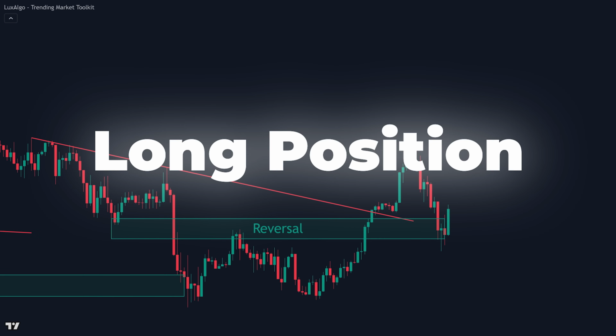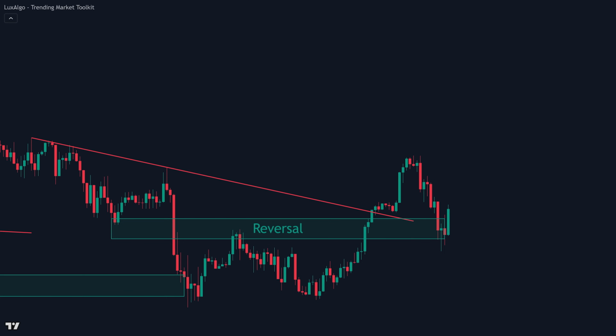Now for a long position, it's going to be the opposite. As you can see from the chart, the indicator automatically identifies a bullish reversal signal, indicating that the bearish momentum may be weakening. Rule number 1 is that price must break above that bearish trend line. Rule number 2 is to see a retest of this green reversal zone. Rule number 3 is to spot a clear bullish rejection at that green reversal zone, suggesting buyers are taking control.